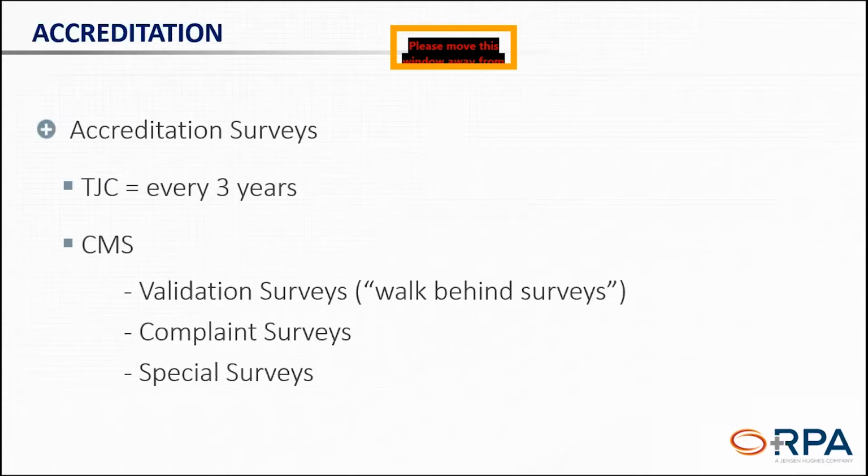The Joint Commission has accreditation surveys every 3 years. They're on the 3-year cycle. CMS will have what are called walk-behind surveys or validation surveys. They're going to do 5 to 10% of all the Joint Commission surveys.